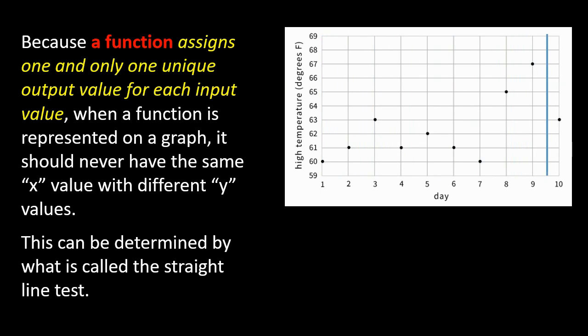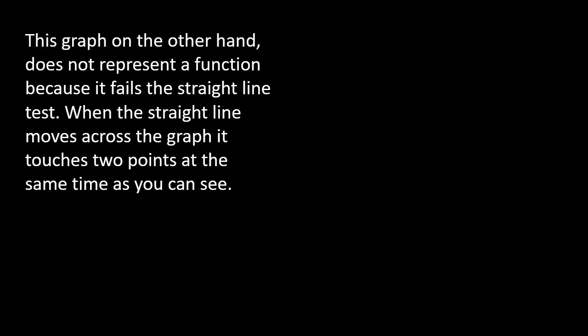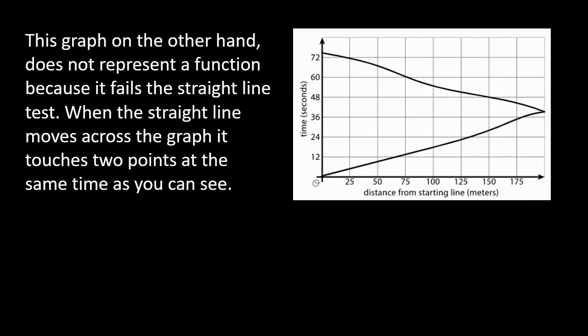This is what a vertical line test would look like. As you can see, the graph above represents a function because when the line is moved across the graph, it never touches two points at the same time. This graph, on the other hand, does not represent a function because it fails the vertical line test. When the line moves across the graph, it touches two points at the same time, as you can see.